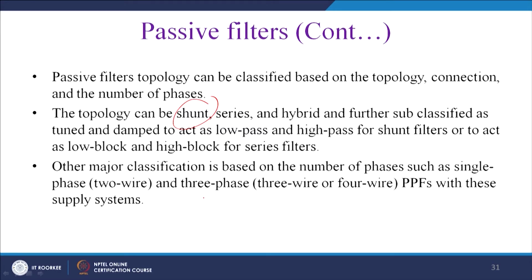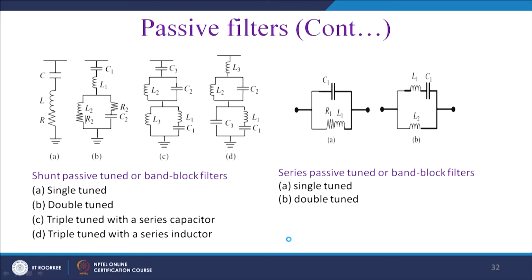Other major classifications are based on the number of phases, like single phase 2-wire system, 3-phase 3-wire or 4-wire. So, these are the different kinds of passive filter solutions.